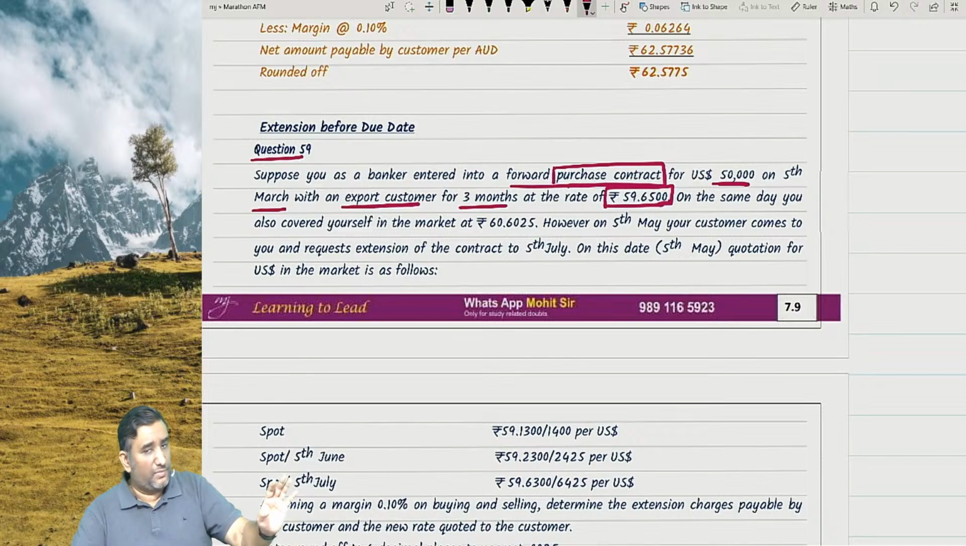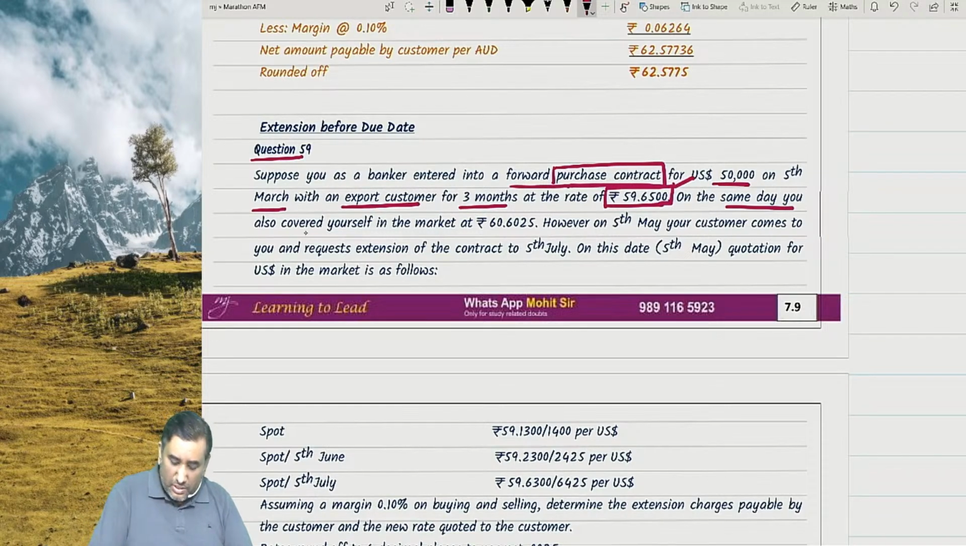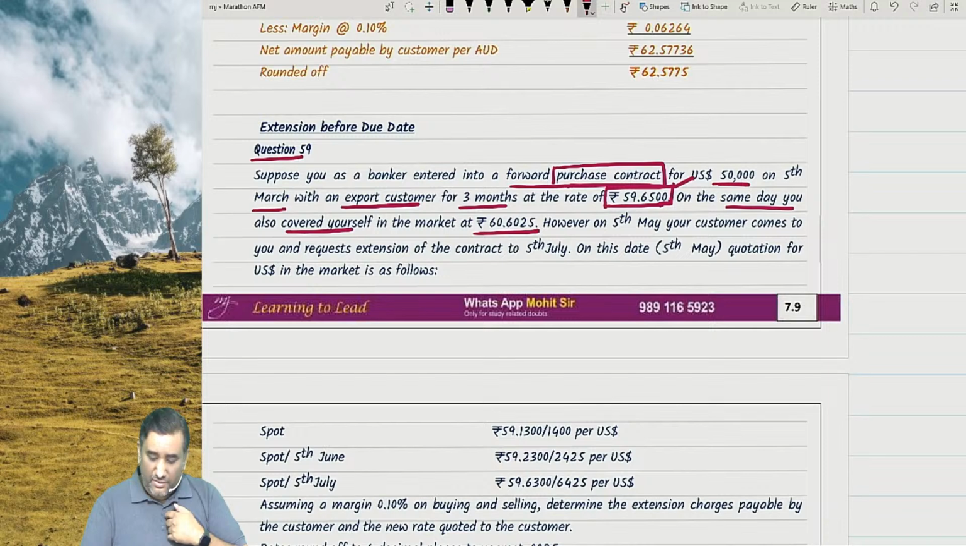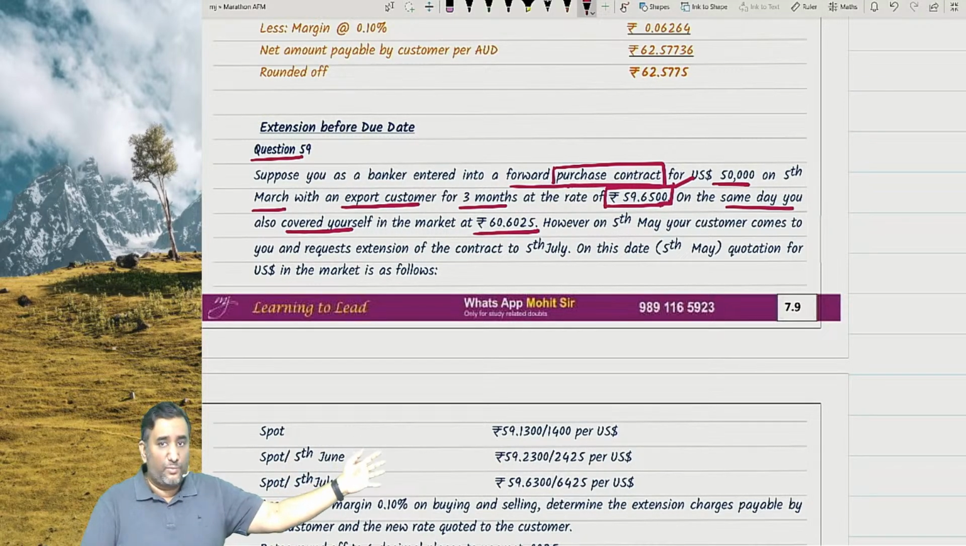Export customer. If I am a banker, you can say you are a customer or I am a banker. You would have done the agreement to sell. I would have done the agreement to buy, and the rate is decided. This is called the agreed rate or contracted rate. Sir, margins are adjusted at the agreed contracted rate. Margins are adjusted. On the same day, you covered. That means he is talking from my perspective, the bank, in the interbank market at 60.6025. Logically it fits in well. That means you will sell to me at 59.6500. I will sell in the interbank market at what rate? 60.6025. There was no use of this rate.